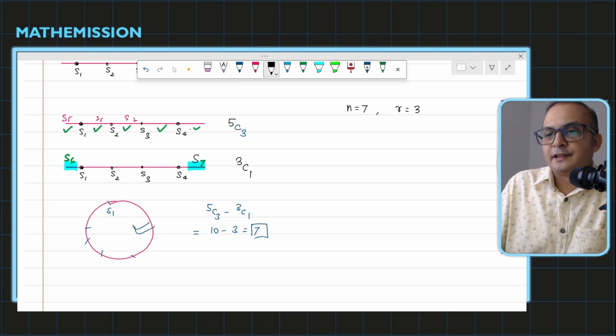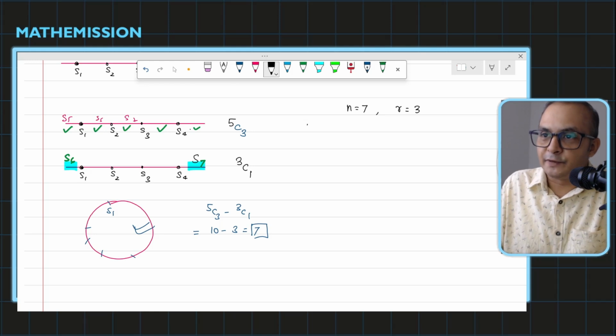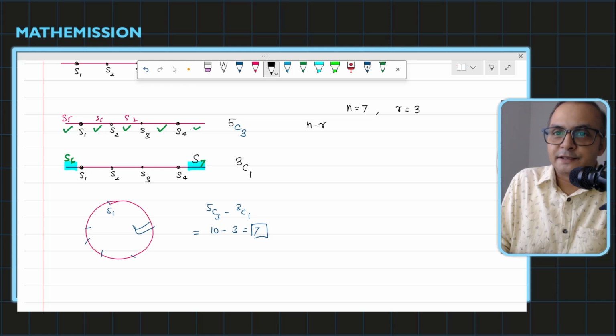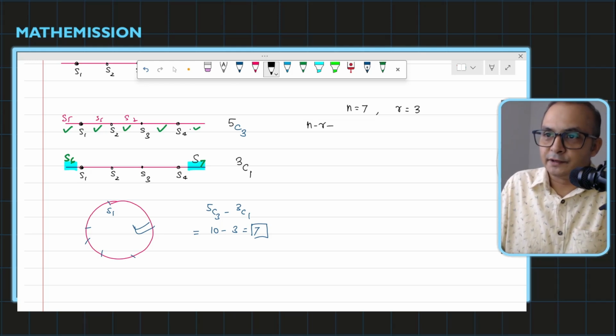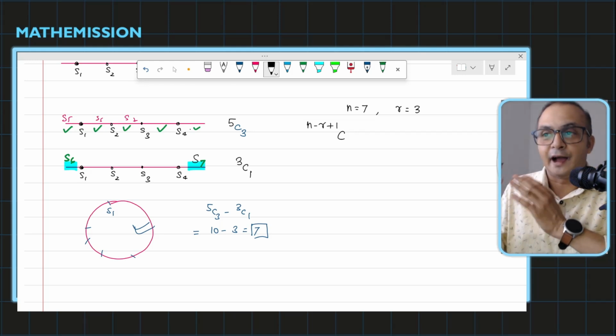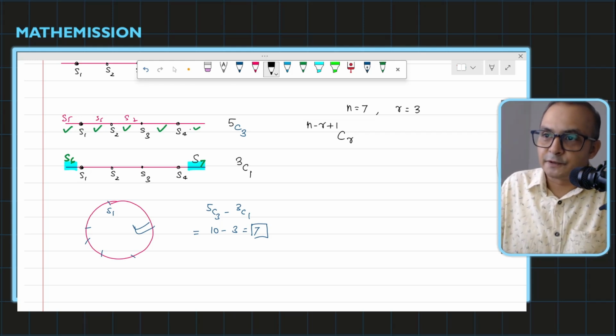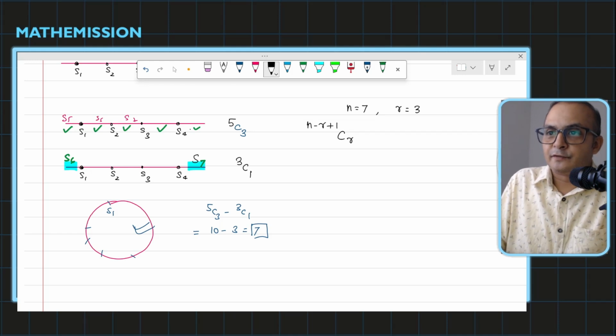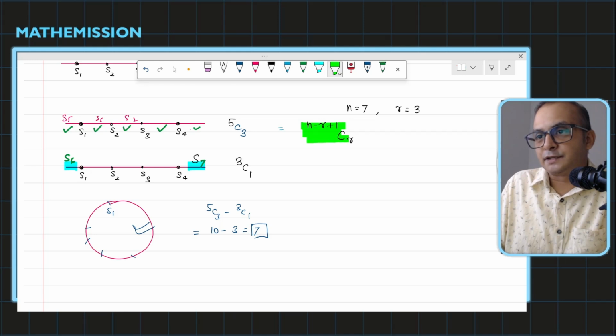So you can notice that you have removed already 3 items from 7, so I'm left with n minus r items, and among these n minus r items, the gaps will be the total n minus r plus 1. Out of these n minus r plus 1 gaps, we are selecting r gaps because 3 items. So this is the linear version, and this is one formula you can copy or just keep it with you for the linear version of it.